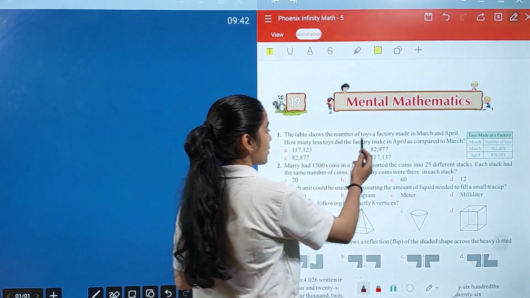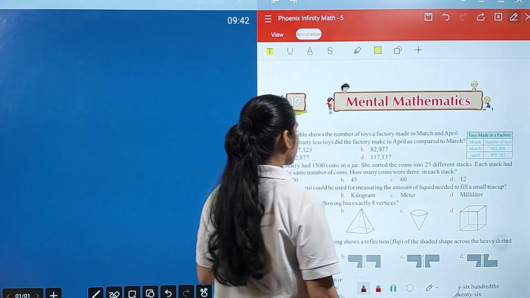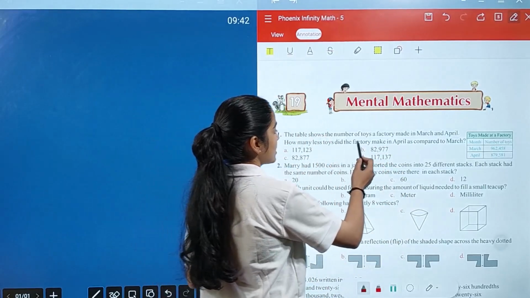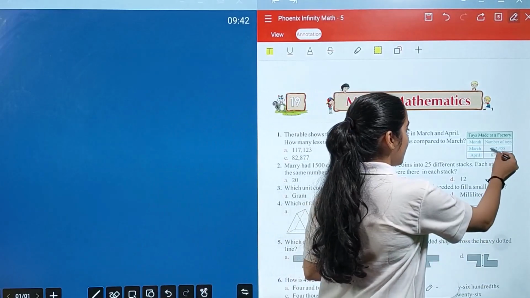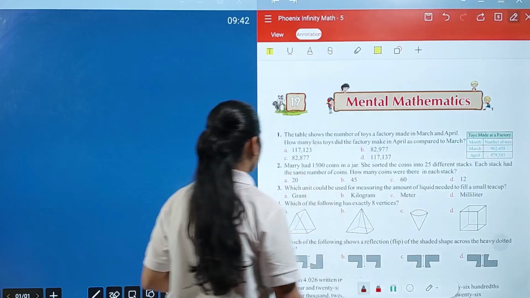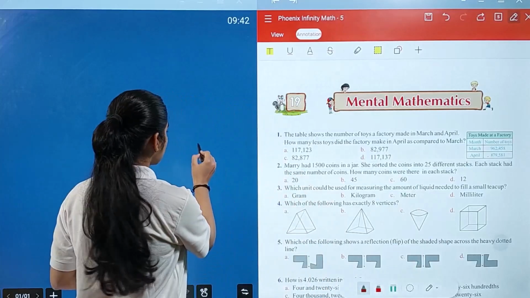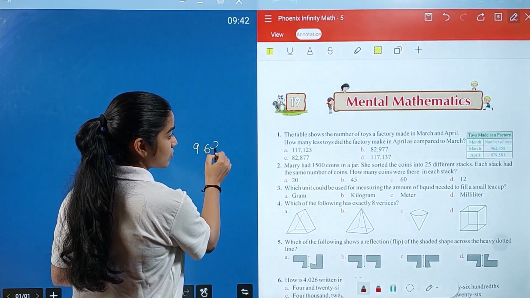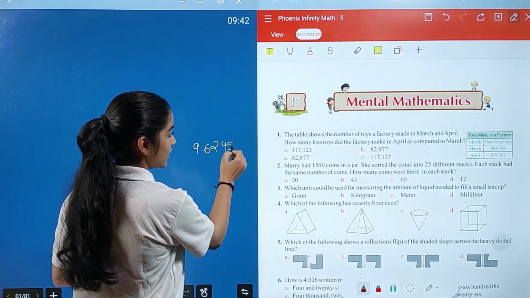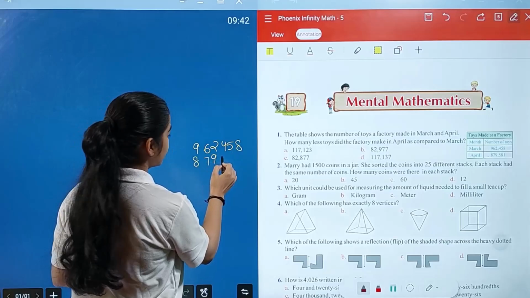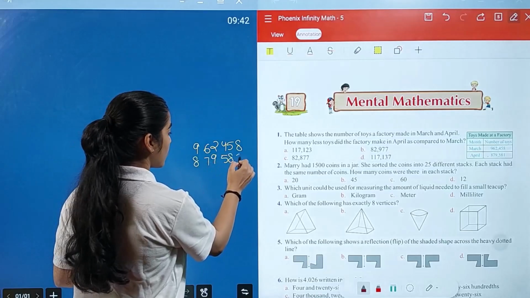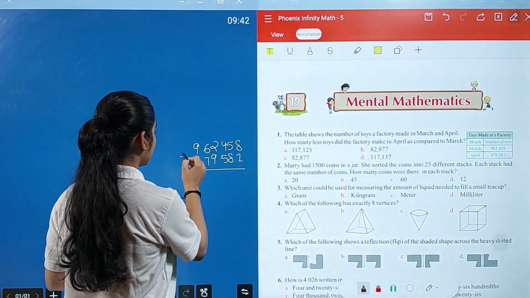The table shows the number of toys a factory made in March and April. How many fewer toys did the factory make in April as compared to March? So you have these two numbers, you have to get the difference between them. 962458 and 879581. So we will have to find the difference between them.